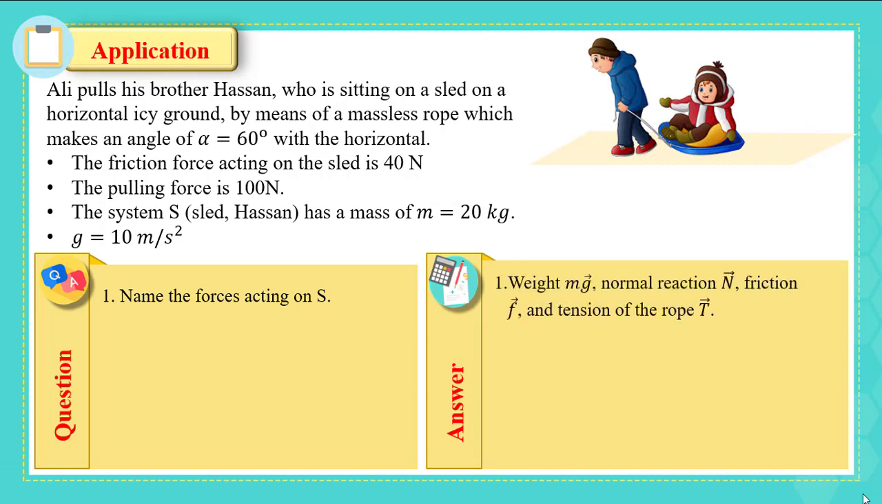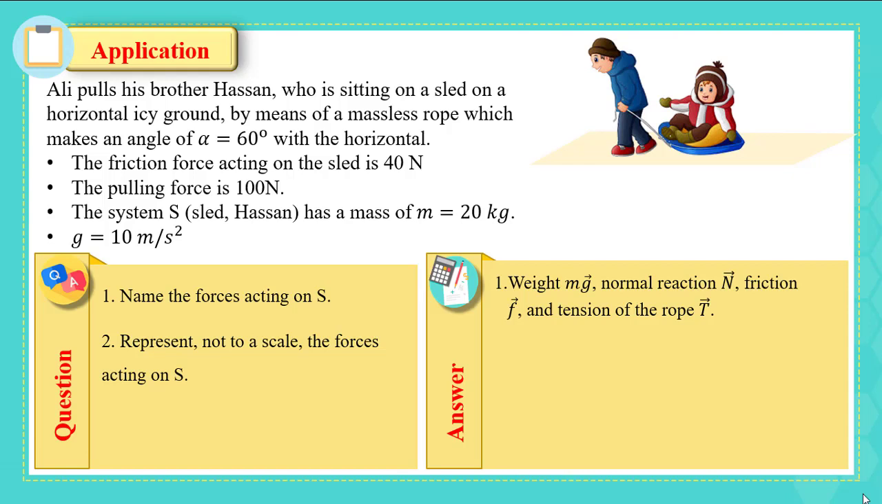Since there is a mass for the system, then there is weight. We have support, so we have normal reaction N vector. There is friction and the tension of the rope T vector. Question 2. Represent, not to a scale, the forces acting on S.